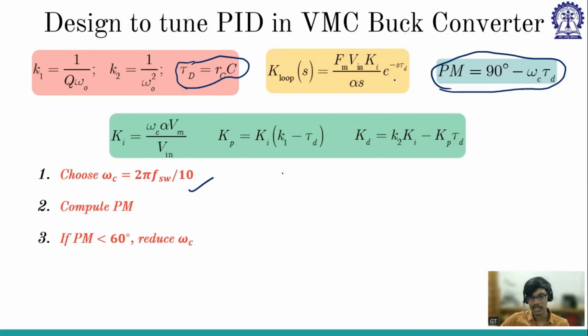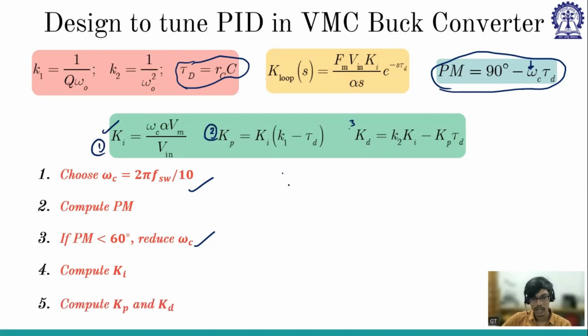If it is less than 60 degrees, we have to reduce the omega c such that our phase margin is greater than 60 degrees. When finally it is greater than 60 degrees, then first we'll compute Ki, and then we can compute Kp, and then we can compute Kd. And we have discussed in the digital domain, Kpd is same as Kp. Kid will be Ki into T, which is the switching clock time period, and Kdd is Kd by T.